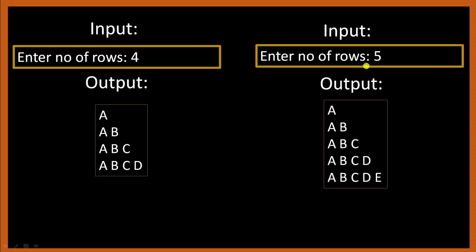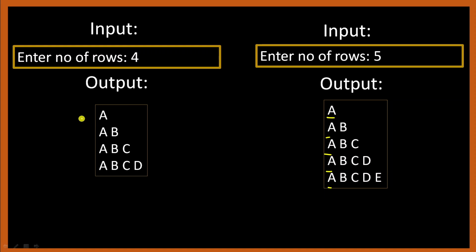And if we give the number of rows as 5, then 5 rows of the pattern should be printed. Now how will the pattern look? If the number of rows is 4, there are 4 rows. The start of each row is done by the character A only. Even if the number of rows is 5, the start of each row is done by A only.